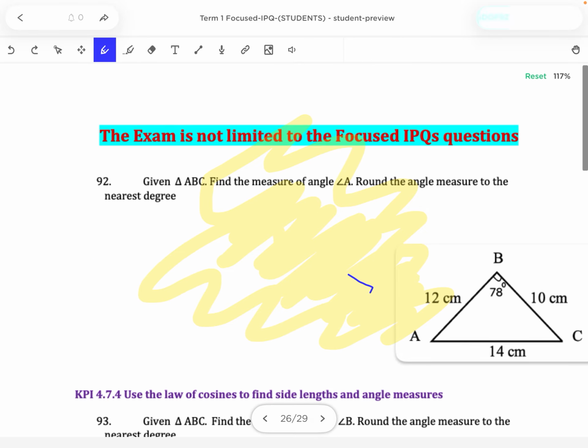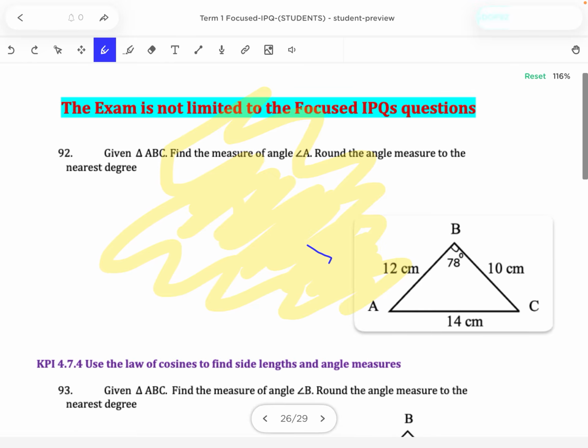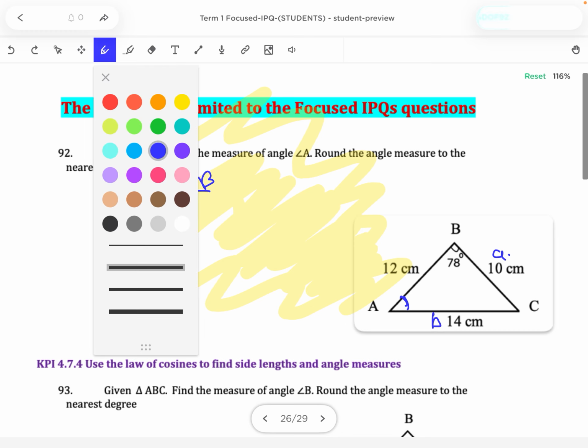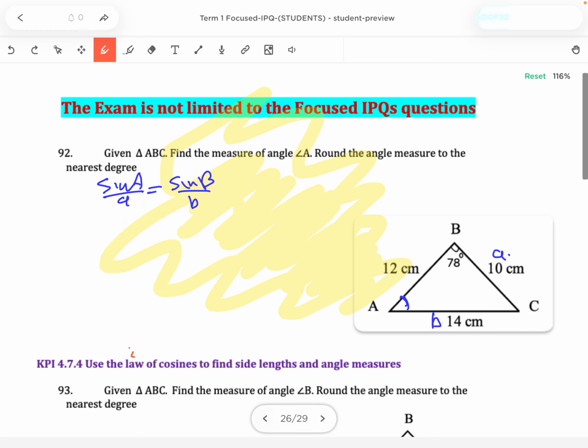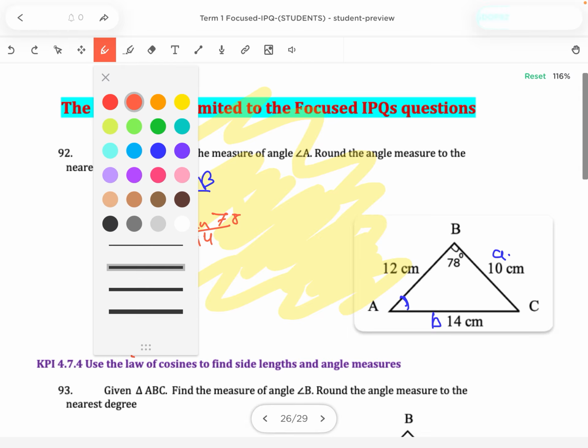Next question is the same story, but here we need to find the measure of angle A. This is capital A, so this one is small a, capital B, so this one is small b, so I will use A and B. Sine A over a equals sine B over b. Let us use, so sine A over 10 equals sine 78 over 14. A butterfly.